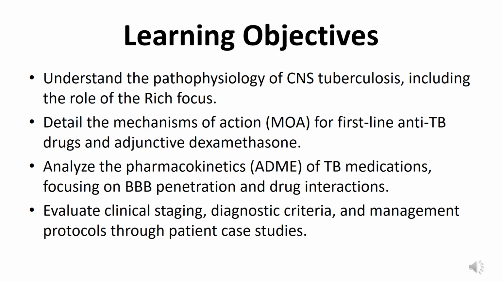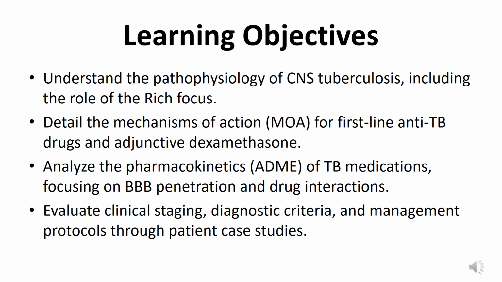Tuberculosis treatment relies on a combination of first-line anti-TB drugs. Each medication attacks the bacteria in a different way. Some interfere with cell wall synthesis. Others inhibit RNA production or disrupt essential bacterial metabolism. We will also discuss dexamethasone, an important adjunctive therapy.